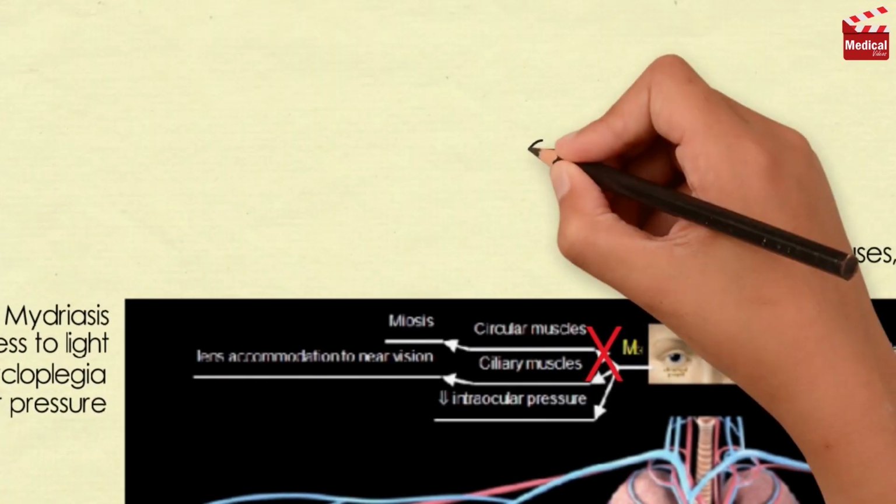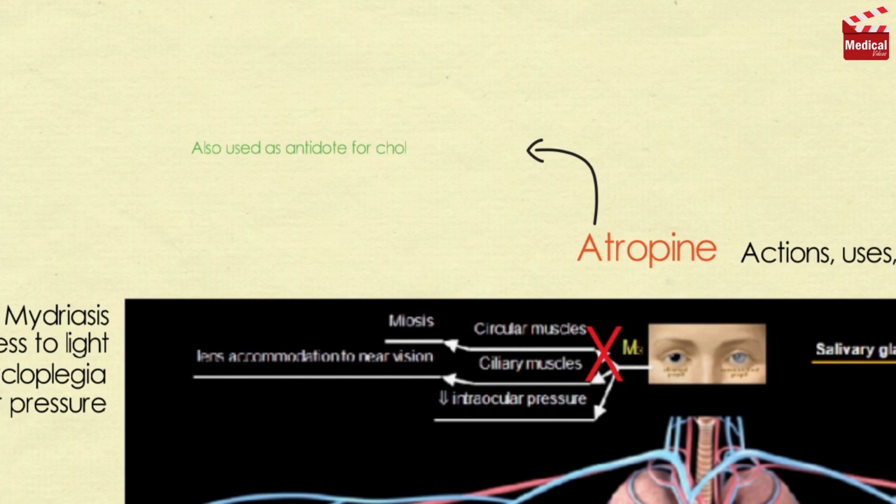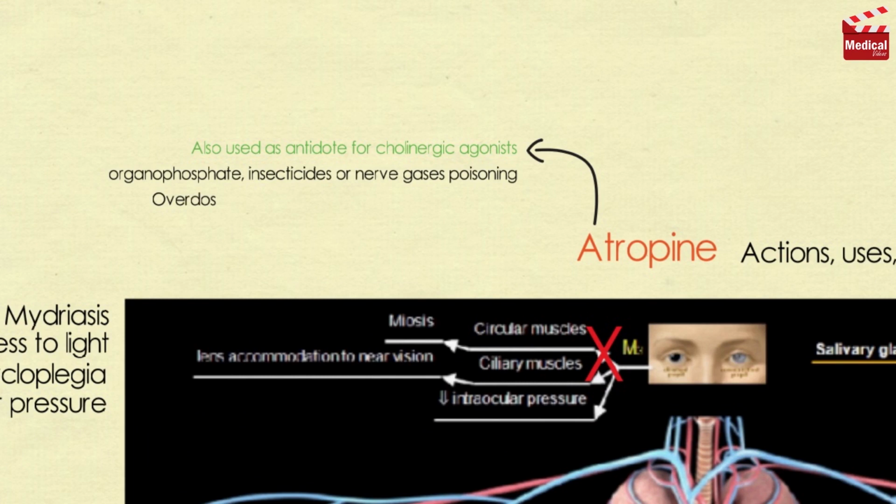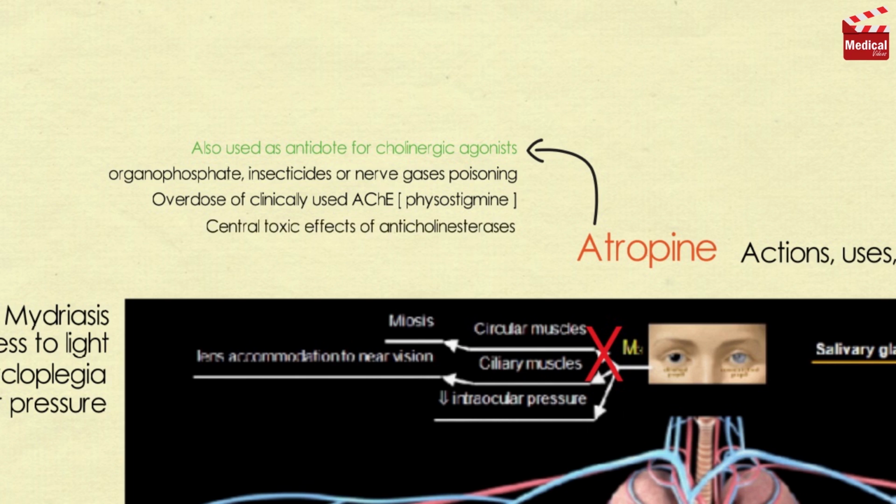Atropine can also be used as an antidote for cholinergic agonists in case of organophosphate insecticides or nerve gas poisoning, and overdose of clinically used anticholinesterases such as physostigmine. It also can be used in treating central toxic effects of anticholinesterases as it can enter the CNS.